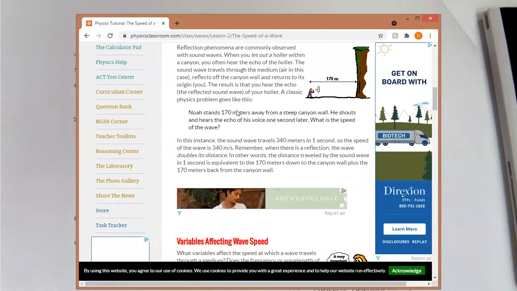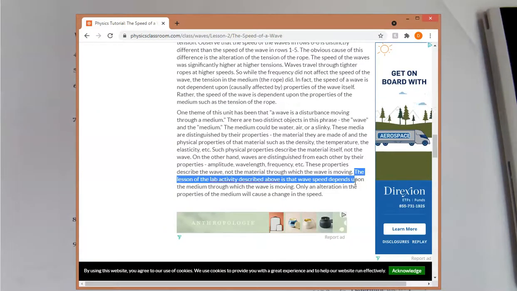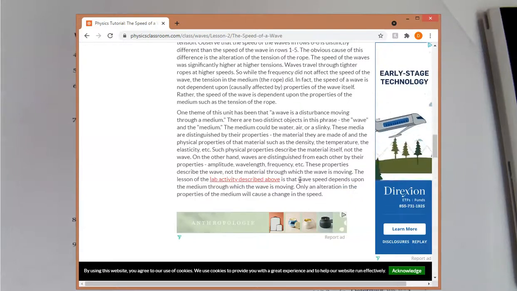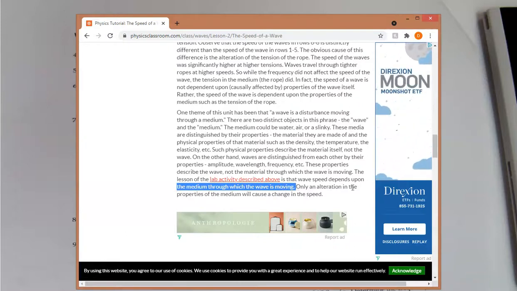Let's scroll down a little bit more. There we go. The lesson of this lab activity described above is that wave speed depends upon the medium through which the wave is moving. Only an alteration in the properties of the medium will cause a change in speed, right? What it's going through. If you go from air to water to air or something like that, yeah, the speed might change.